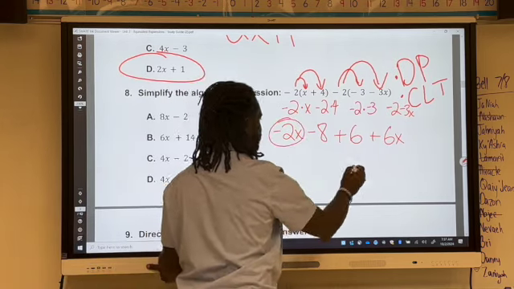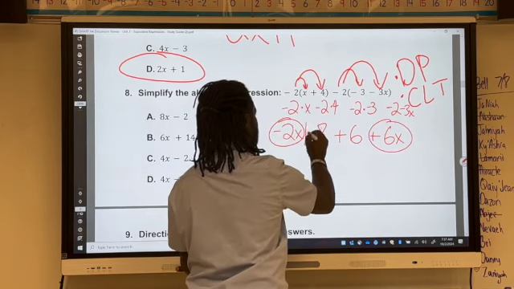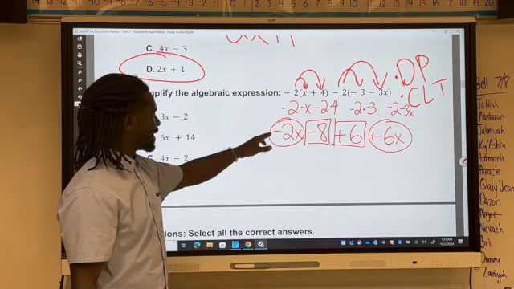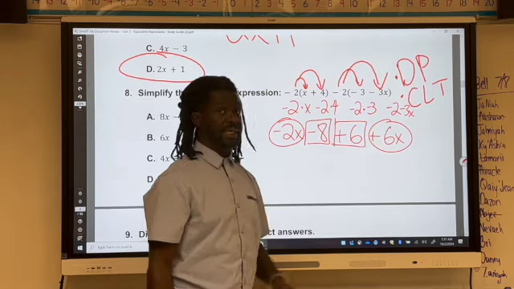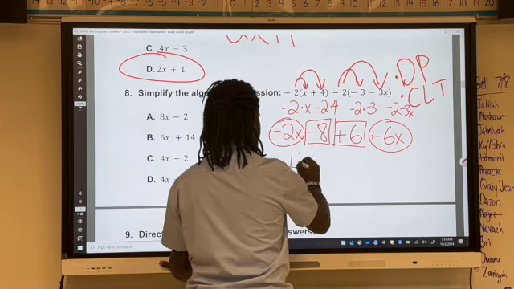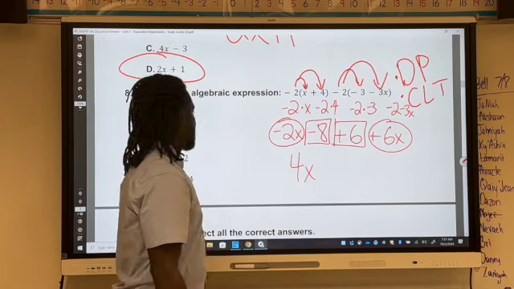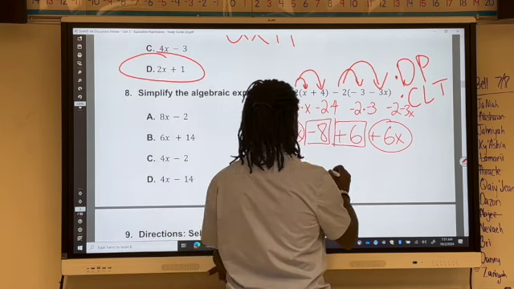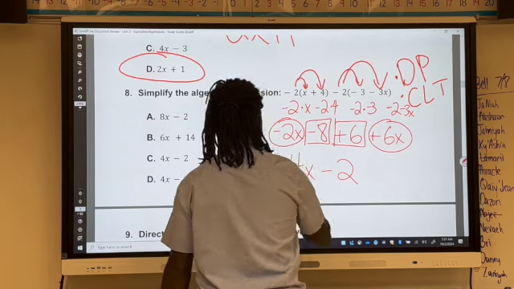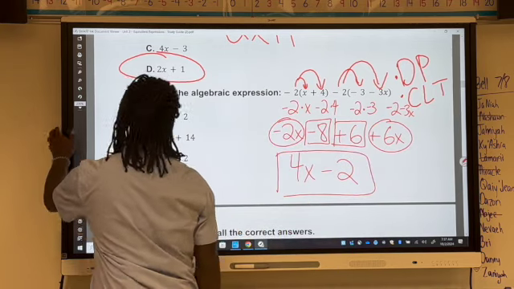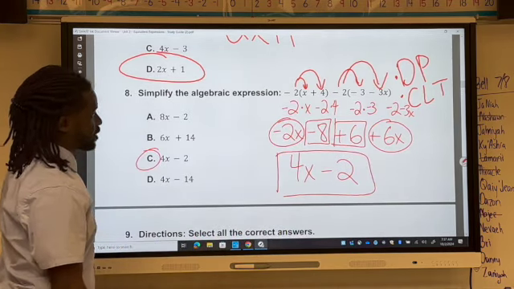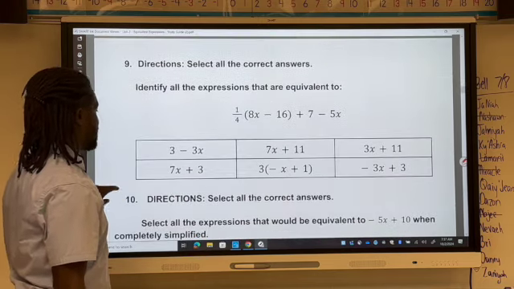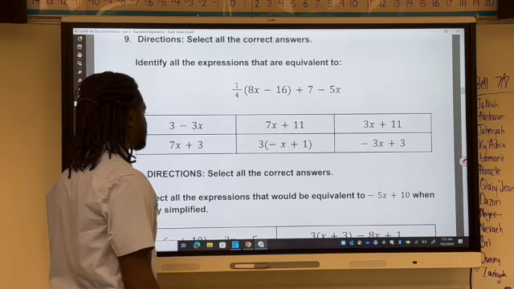So I'm going to circle all the variable terms. I'm going to box all of the constants. Negative 2x plus 6x is going to give me a positive 4x. And then negative 8 plus a positive 6 is going to give me a negative 2. And that is our answer, which is C. All right. So all of these, again, just distributing and combining the like terms.